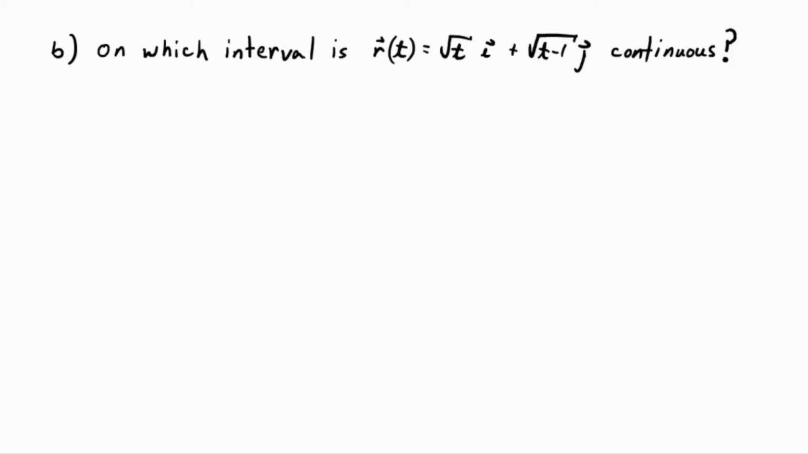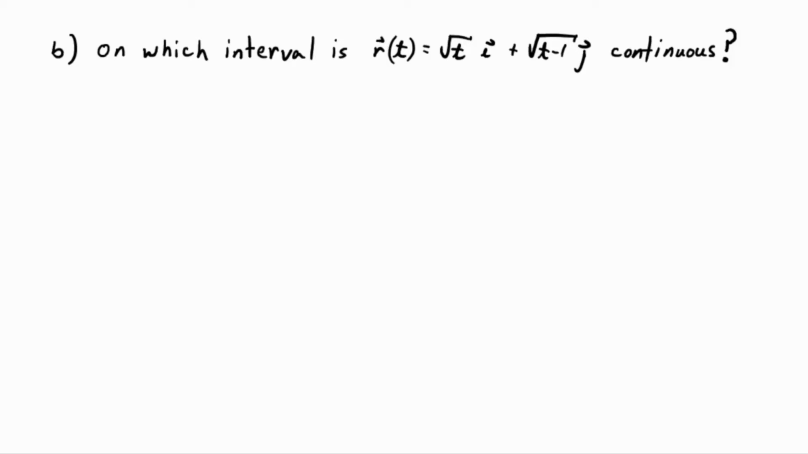B, on which interval is r of t, with components square root of t for the i component and square root of t minus 1, continuous? Well, it's really the domain that we're talking about, because you see two square root functions, right? Square root functions are continuous on their domains.